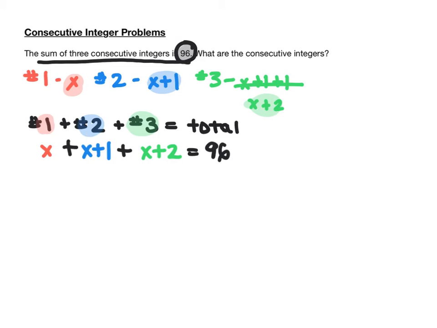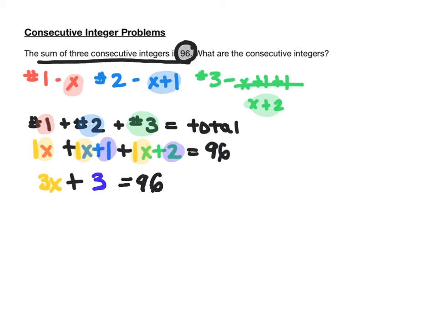So first, if we want to simplify, I can combine all the x's. So I have an x, an x, and an x. Because we know that they all have a 1 in front of them, 1x plus 1x plus 1x is 3x. Then I want to combine all the numbers. So I can combine the 1 and the 2, and 1 plus 2 gives me a value of 3. And it's all equal to 96.